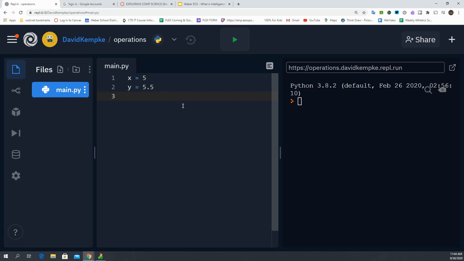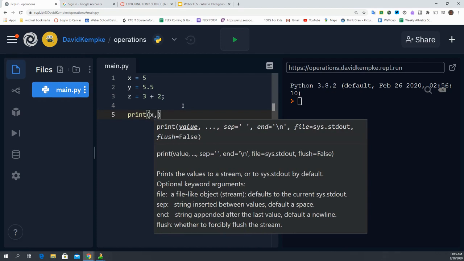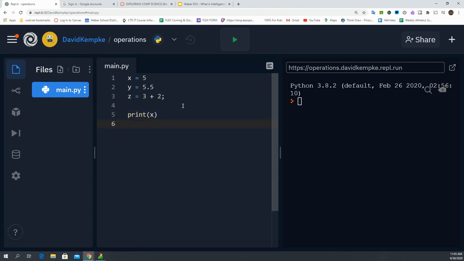And now I'm going to introduce a new concept. Something we've done since grade school is operators and math. So if I say z, let's say z is equal to 3 plus 2. Okay. Now let's print x, then we will print y and z to see if our operators work like they do normally in math.